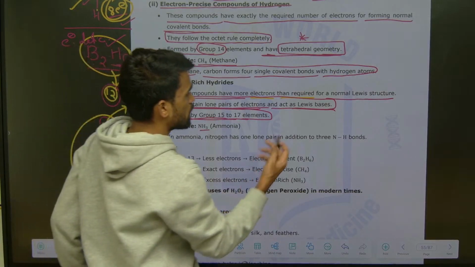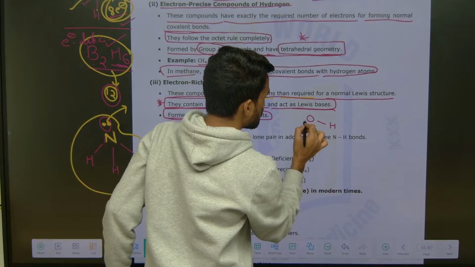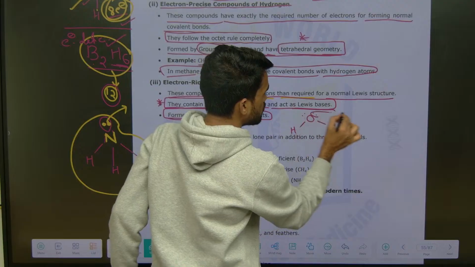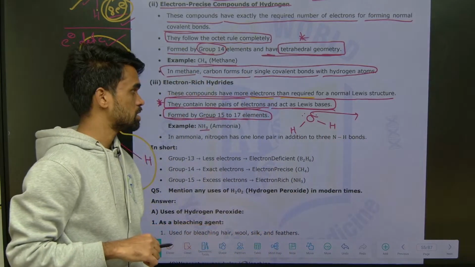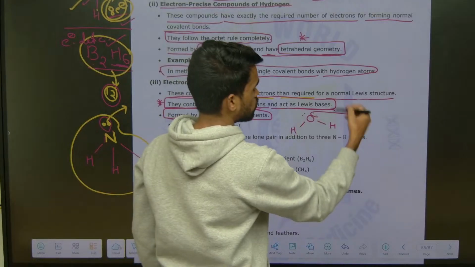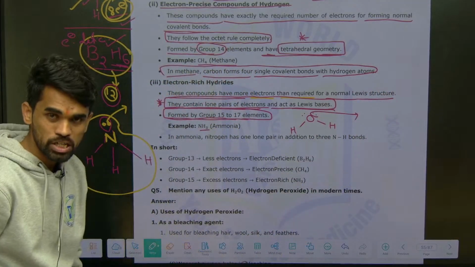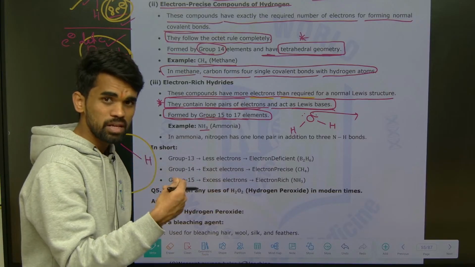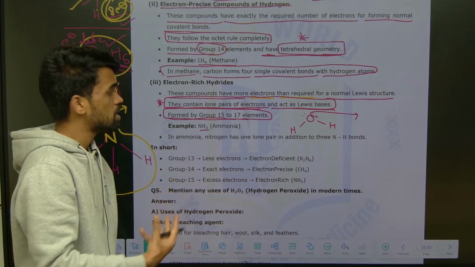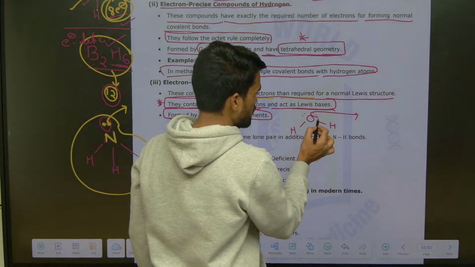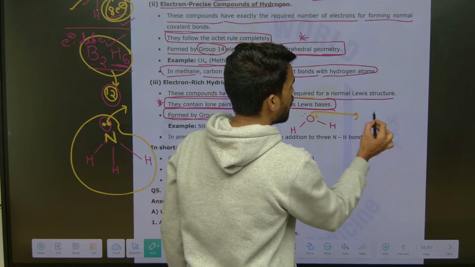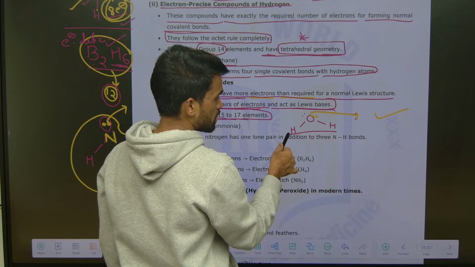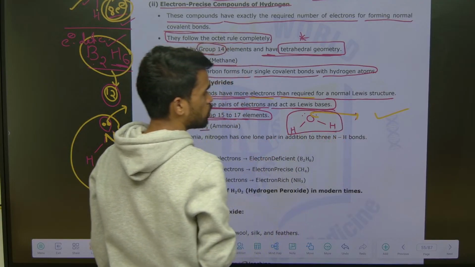Similar to this, if you take the water molecule, water also contains oxygen and hydrogens only, and on the oxygen atom there is a lone pair of electrons. So that can be donated to other species, so it can be considered an electron rich species. These electron rich hydrides can act as Lewis bases. It means any species donating a pair of electrons to another electron deficient species is a Lewis base.